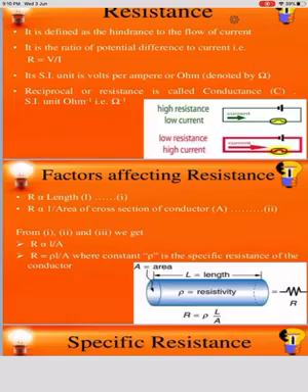The reciprocal of resistance is called conductance, whose unit is mho, that is ohm to the power minus 1. When there is a high resistance, there is a low current. When there is a low resistance, there is a high current. So resistance and current always have an inverse relationship with each other.